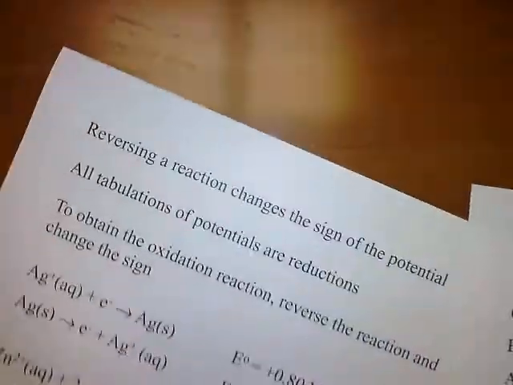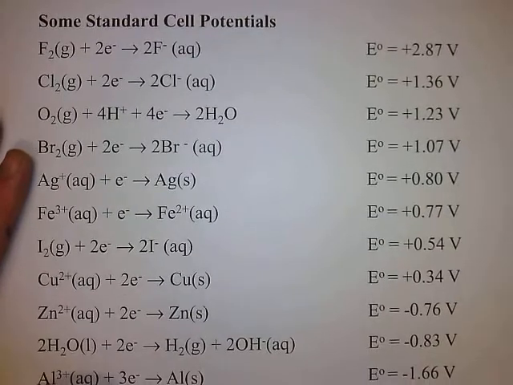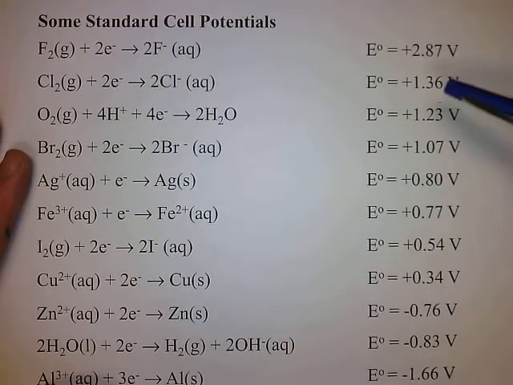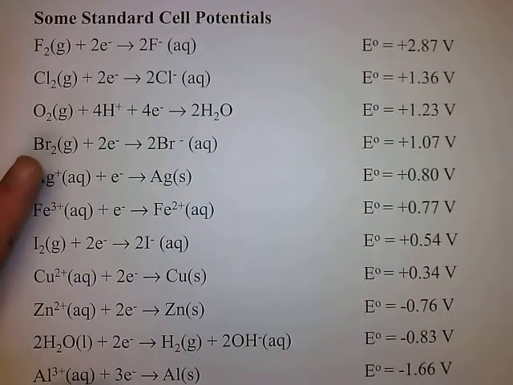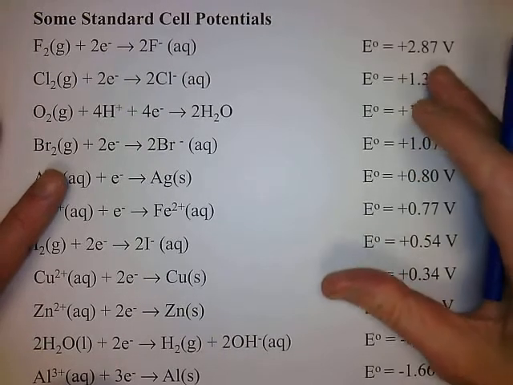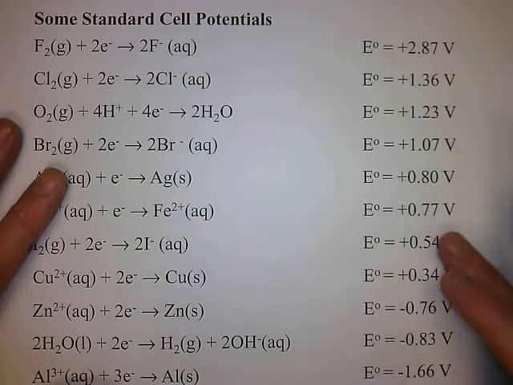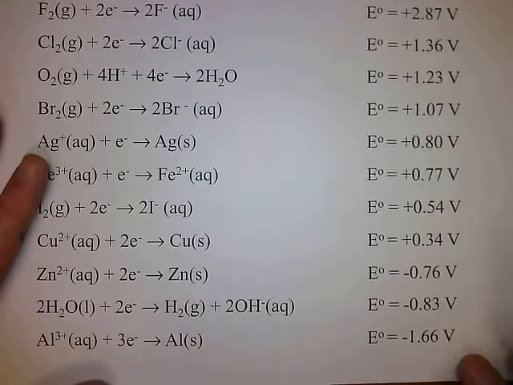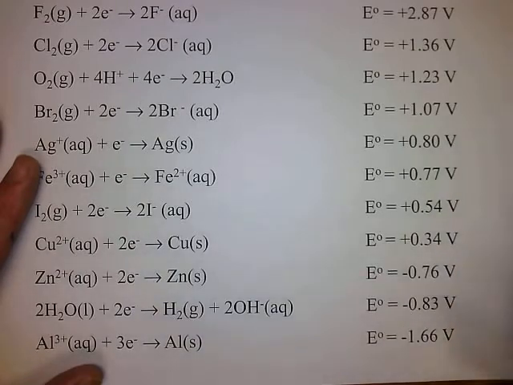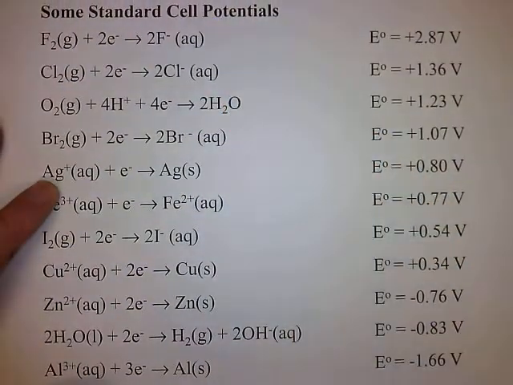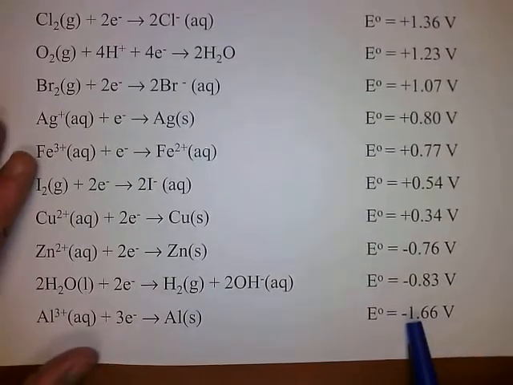So if we look at a listing of some standard cell potentials here, basically from positive to negative, these are ranked from positive to negative. So at the top, we have potentials that are favorable as reductions. And as we go down, these become more negative, so they're not favorable as reductions, but they would be favorable as oxidations. So if we reversed all these reactions and wrote them as oxidations, then these numbers would be positive.